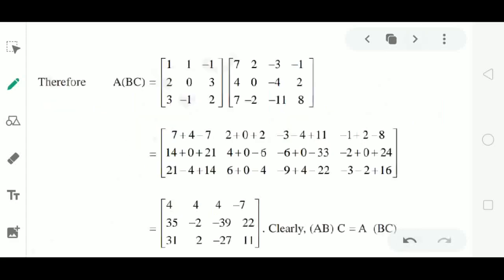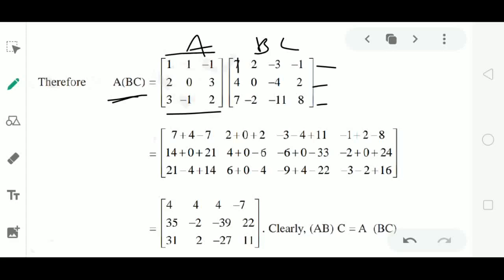Next we find A into BC. That is the product of A and BC. We know that this product is defined only when the number of columns of A equals the number of rows of BC. Here A has 3 columns and BC has 3 rows. As the number of columns of A equals the number of rows of BC, we can define A into BC. So this is obtained by multiplying rows of A with columns of BC.